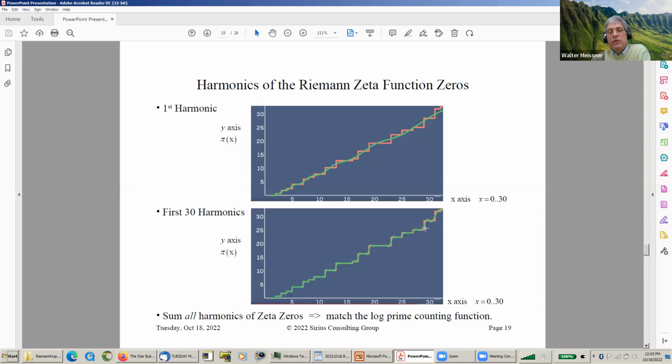It only seems to fall apart a little bit at 30. And it's presumed that if you take more harmonics, it'll be a tighter curve fit. So summing all the harmonics of the zeta zeros should match the log prime counting function.